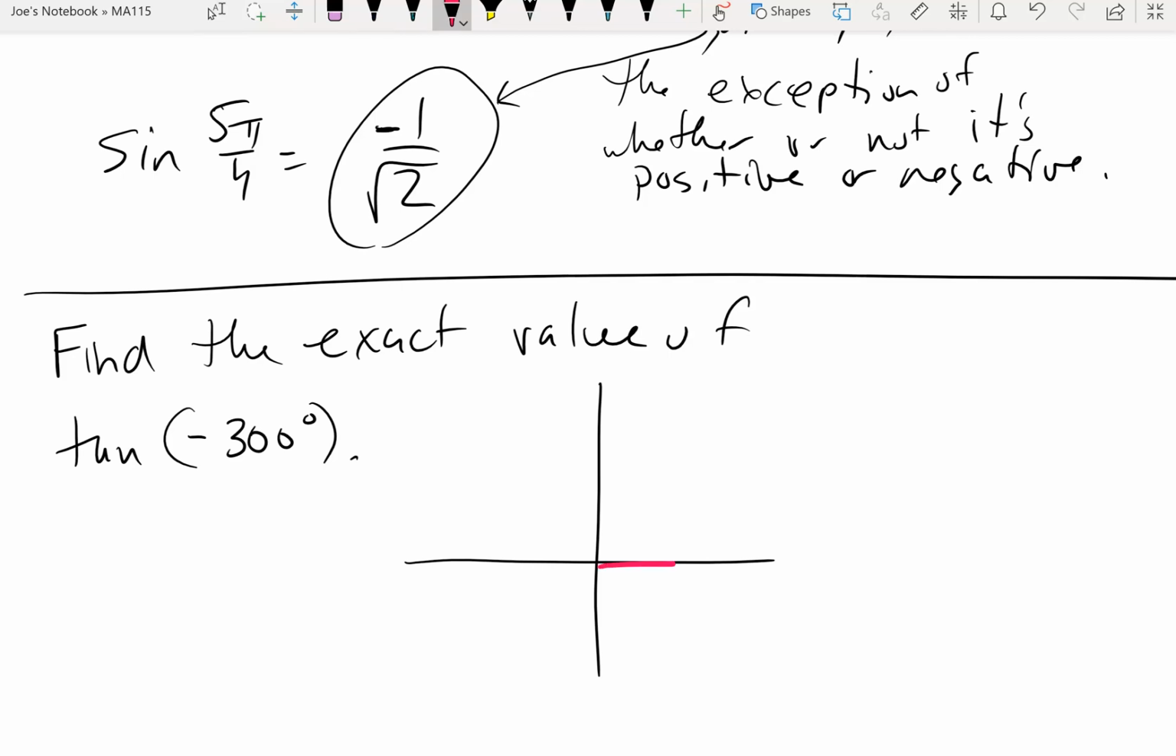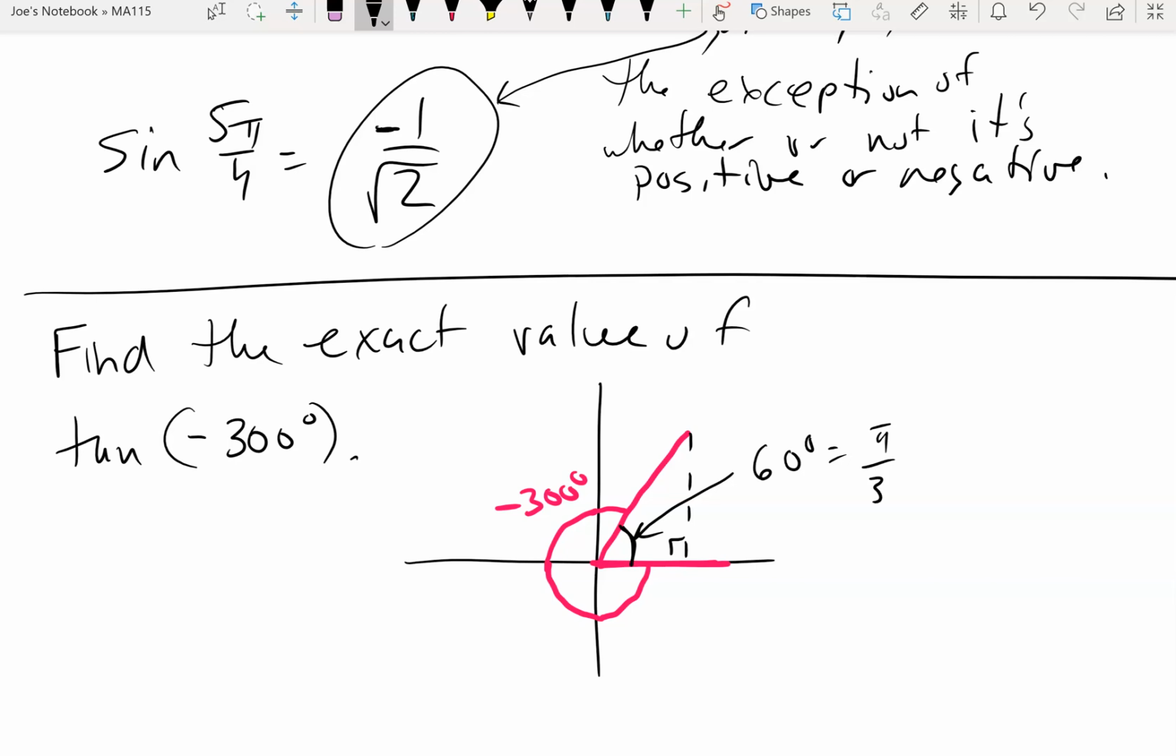So if I start over here, do I go up or go down? I've got to go down, right? I've got to start rotating this way. I hit the y-axis. How many degrees is that? 180. 270. I've got to go another 30, right? So here's your negative 300. We agree? All right, so then we take this and drop it perpendicular to the x-axis. Here's my reference angle. How big is that? It's 60 degrees, or pi over 3, right? But it's 60 degrees, right?